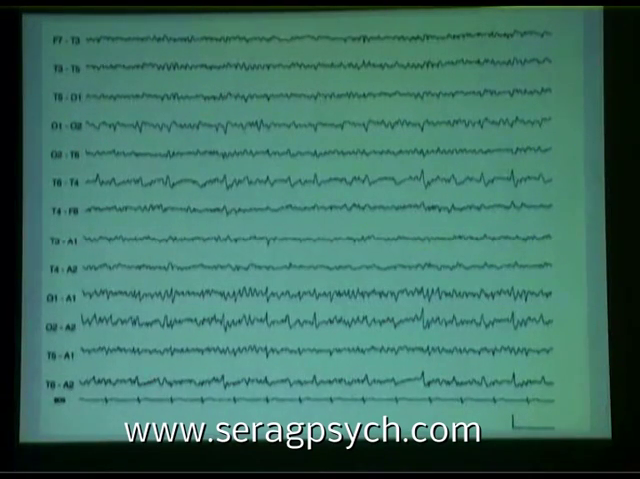Now, T6 is technically posterior temporal. Yes, it is. But patients with anterior mesial occipital spike discharges, I noticed that they'll go out to T6.